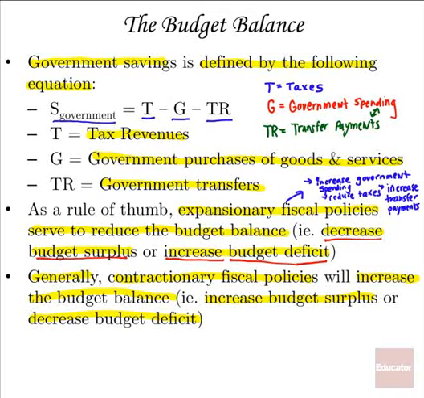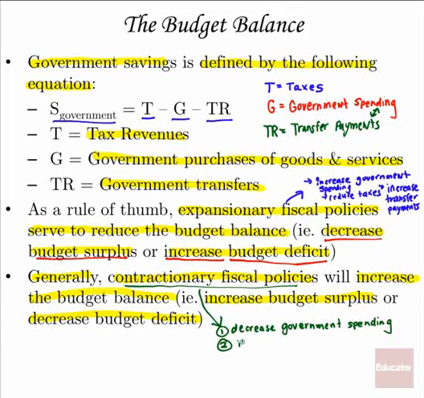So it works the other way. So let's go ahead and look at that. So what is contractionary fiscal policy? Well, expansionary is either increase government spending, decrease taxes, or increase transfer payments. Contractionary is exactly the opposite. You're either going to decrease, let's number these. You can either decrease government spending, you can increase taxes, or you can decrease transfer payments. So this is what's meant by contractionary fiscal policy.